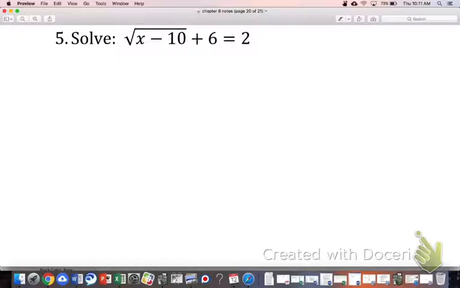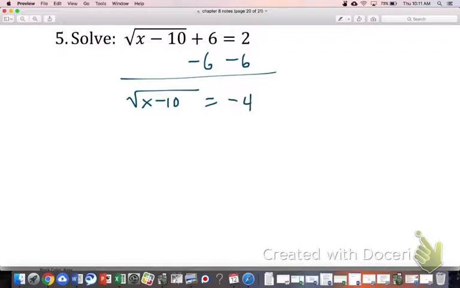So if I'm going to get the radical by itself, what would I need to do with the 6? Yeah, subtract it over. So minus 6 from both sides would give me minus 6, minus 6. So I'd get square root of x minus 10. 2 minus 6 is negative 4. So if you guys would, maybe from here, see if you can solve it using the methods we've been working on, right? The radical's by itself. Go through your steps from here. See how it goes.